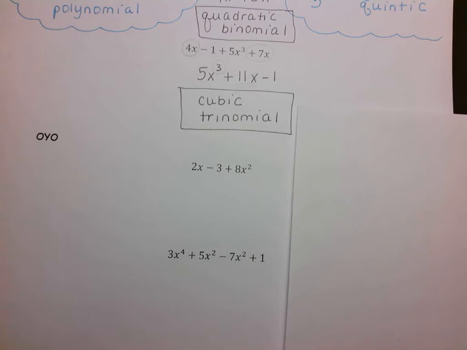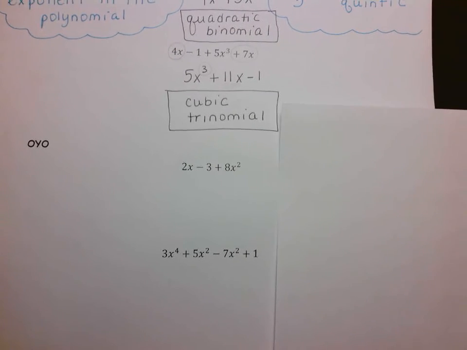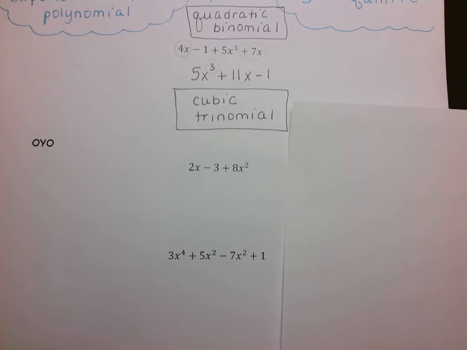So go ahead now and hit pause and name these 2 polynomials. Remember, combine all of your like terms, put it in standard form. The largest exponent is going to tell me the degree. You have to memorize the naming system for the degrees, and then you give it a first and a last name. The first name is going to tell you the degree, and the last name is going to tell you how many terms there are.